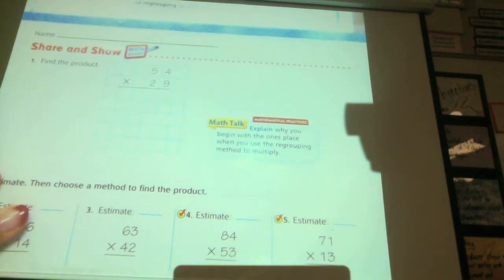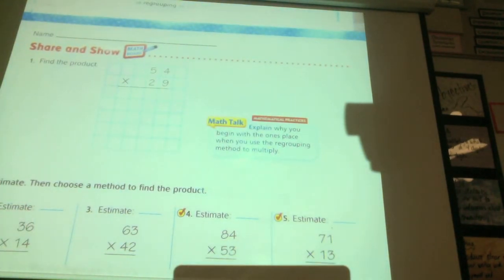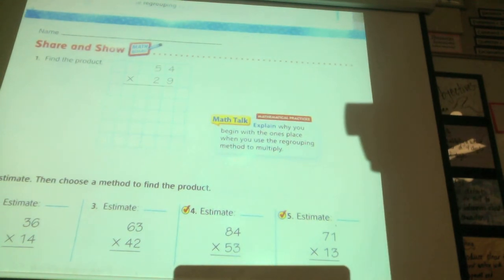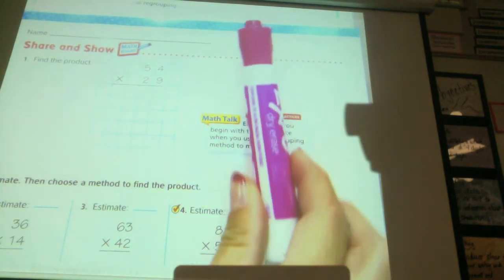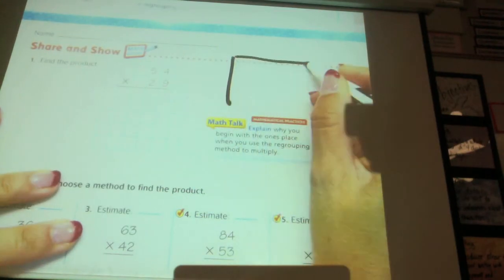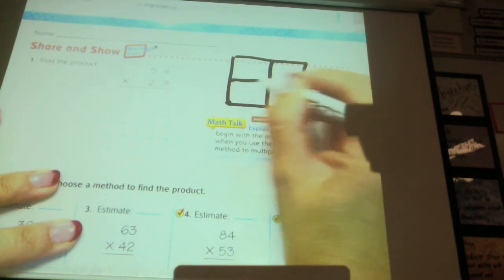All right, we're going to do this together. It says find the product. I am actually not going to tell you what method you have to use. I want you to choose a method and do number 1 on your own. Choose a method to find the product of that and go ahead and complete it. Here's the box for our model.